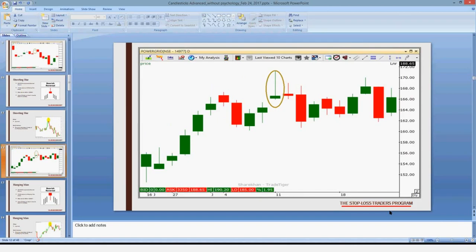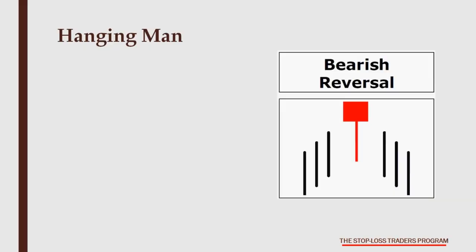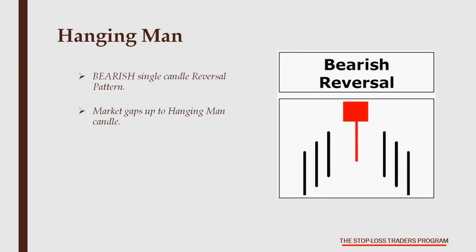So the next candlestick pattern is the hanging man. It is just opposite of the shooting star pattern, but the location of it is the same. It is a bearish single candle reversal pattern. It is a bearish pattern, friends. Market gaps up to the hanging man and then gaps down. Now that is the ideal case, may not happen always.